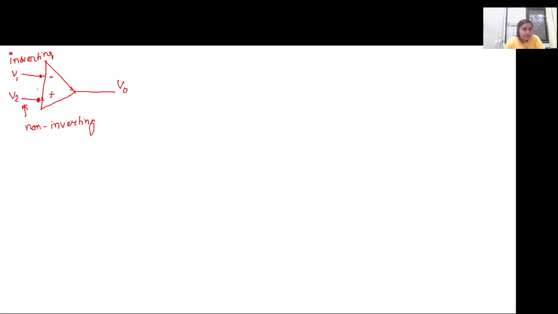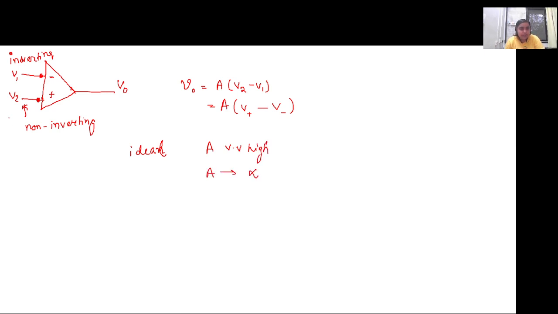Now, whatever the voltage is across these two terminals, the negative and the positive terminal, the output voltage is given by a gain factor times V2 minus V1, that is A into the voltage at the non-inverting terminal minus the voltage at the inverting terminal. Now for an ideal op-amp, this A is very high. That is, it is assumed that A almost tends to infinity.